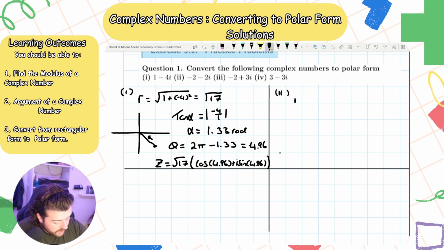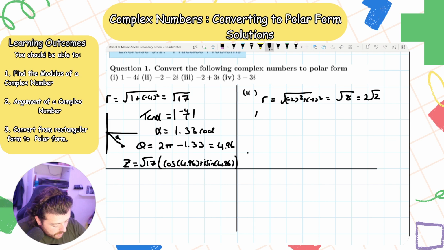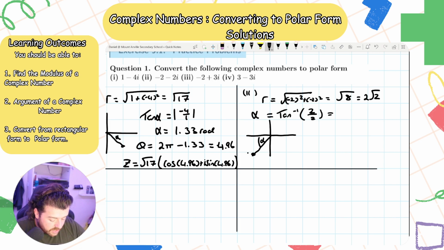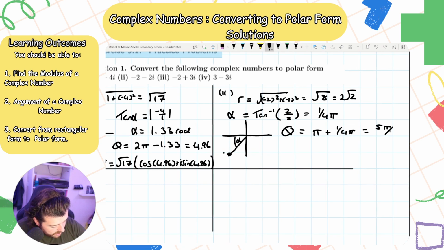Minus 2 minus 2i. My modulus is going to be equal to minus 2 squared plus minus 2 squared, which is going to be equal to root 8, which is equal to 2 root 2. My reference angle is going to be in this quadrant here. That is going to be equal to tan inverse b over a, so it's 2 over 2, which is tan inverse 1, which is a quarter pi. It's in the third quadrant, so remember it's pi plus my reference angle. So that is going to be equal to 5 pi over 4.